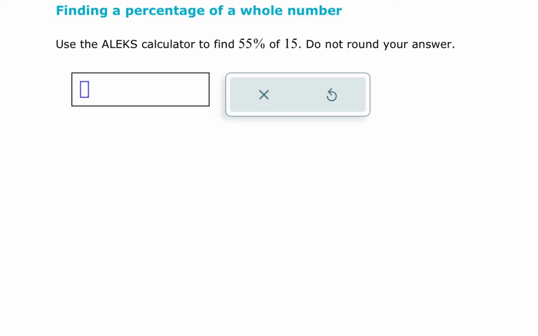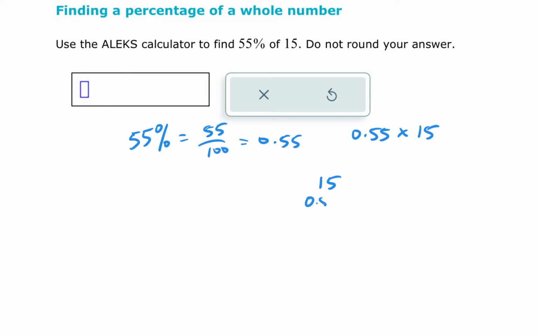So I don't have a calculator. I'm going to show you how to multiply this out. Remember, 55% means 55 out of every 100, which is 0.55 as a decimal. 55% of 15 means 0.55 times 15. So we can take our 15 wholes and we can multiply it by 0.55. And then we can just multiply this out.